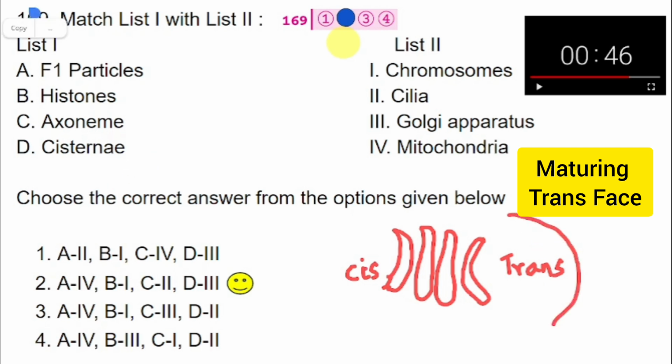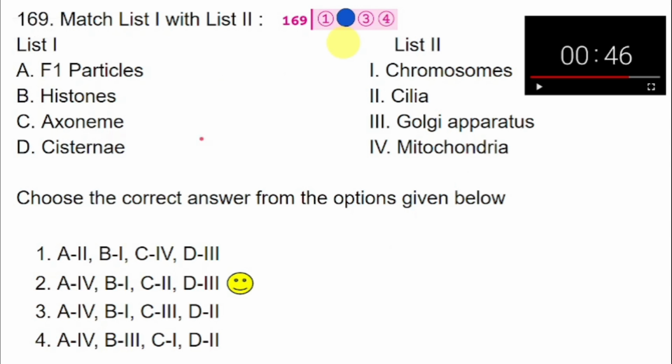So cisternae are these flattened sacs, and two types which you need to remember is cis phase and trans phase. Cis phase is the growing phase, and trans phase is the maturing phase of Golgi apparatus. So that's all you have to remember with respect to this question.